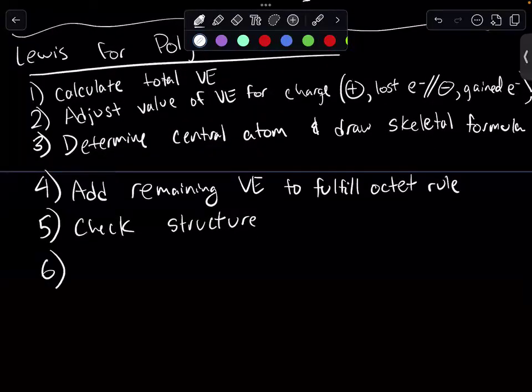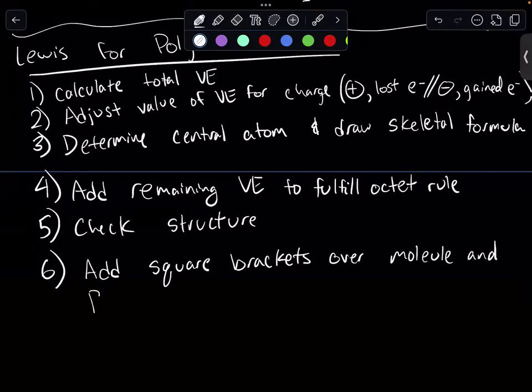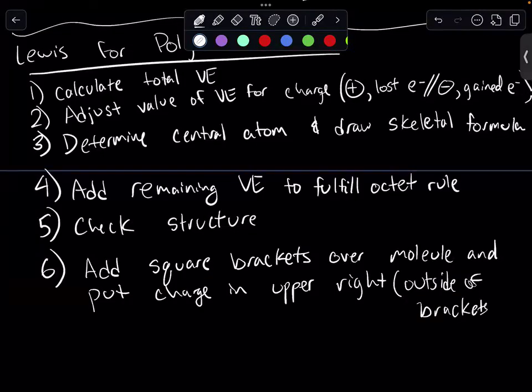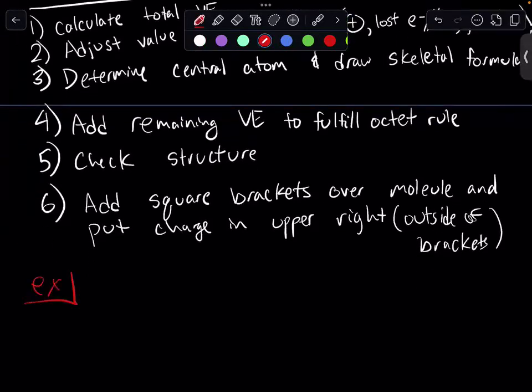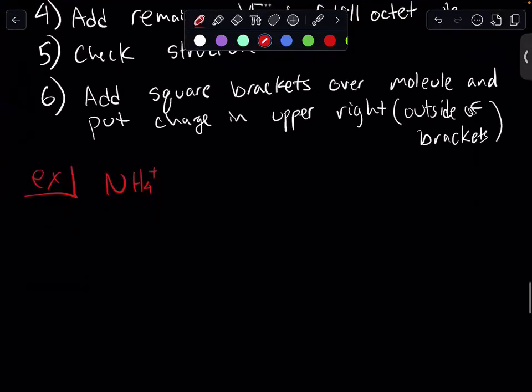But step 6 is also very important when we have a charge. And that's where we add square brackets over molecule and put charge in upper right. And that's outside of brackets. So let's see what this looks like. Let's do a good example of ammonium. So that's one of the ones we need to know. We need to have that memorized, NH4 plus.